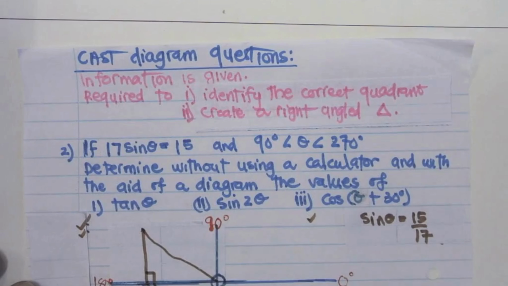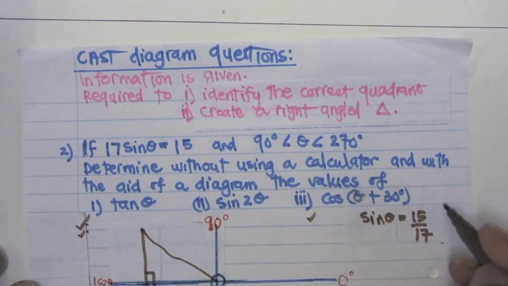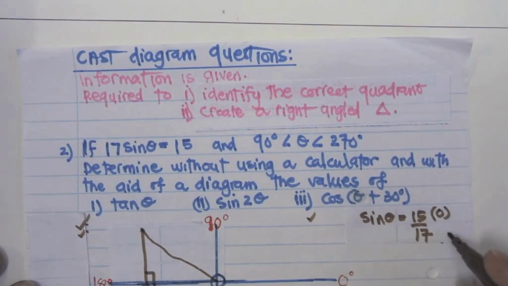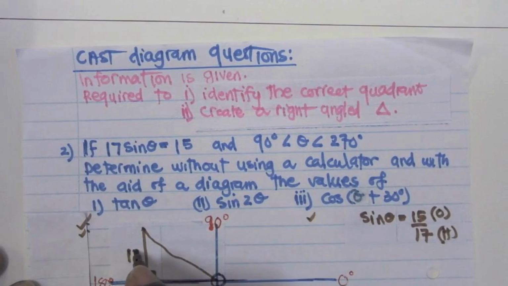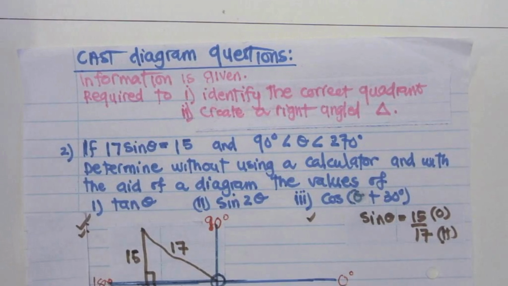And the right angle triangle should always be on the horizontal x-axis. Then after that, I need to label my diagram. If I go back to sine here, I can see that this is representing the opposite side. This is representing the hypotenuse. So I label the diagram. And this side is unknown.